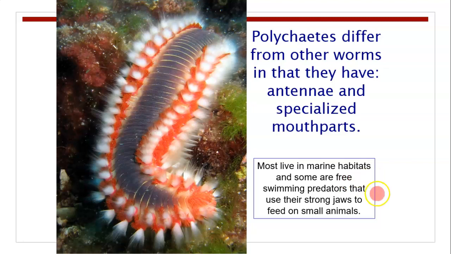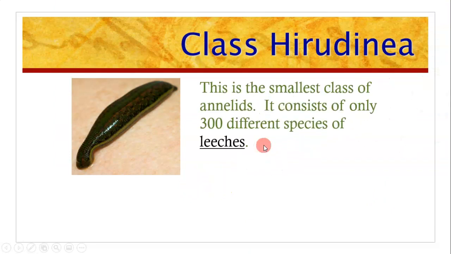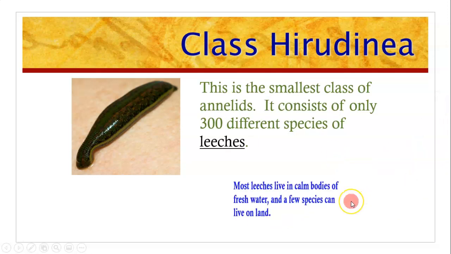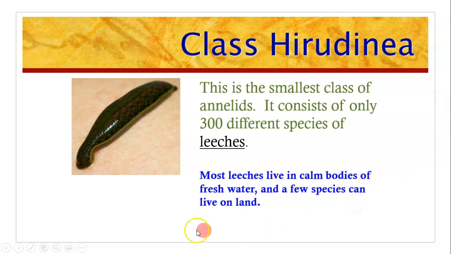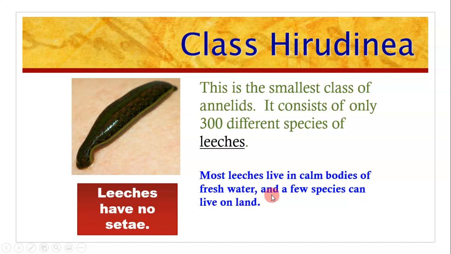The third and the last class is the Hirudinae, which is the leeches. And this is the smallest class of the annelids, and there's only about 300 different species of leeches. Most leeches live in the calm bodies of freshwater, and a few species can live on land. We do have leeches here in Utah, and leeches have no setae.